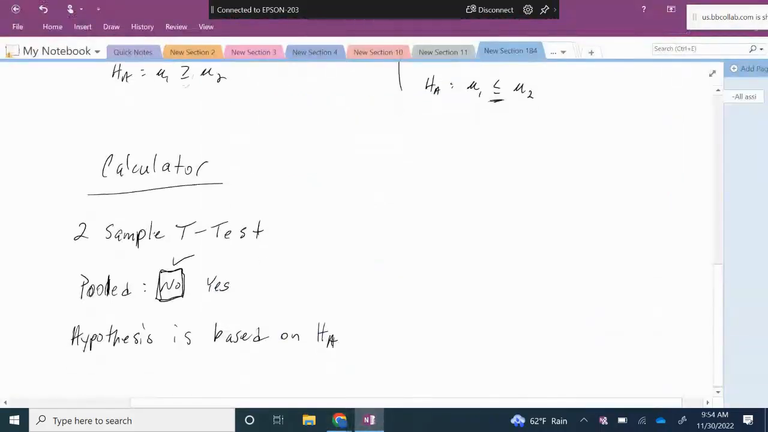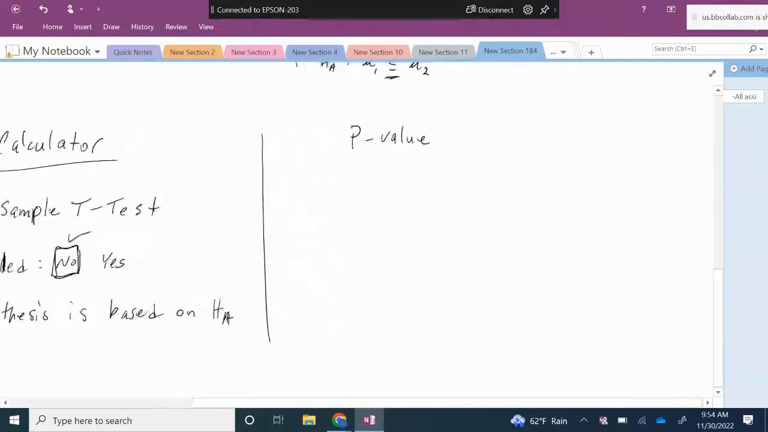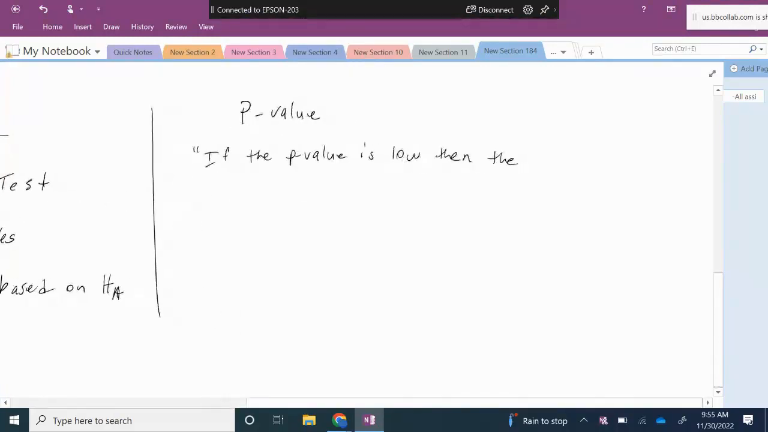Oh, there's one more thing I need to mention, for the p-value. There's a saying that goes for the p-value, whether you're dealing with the difference of means, the proportion, or even just a single mean: if the p-value is low, then the null must go.